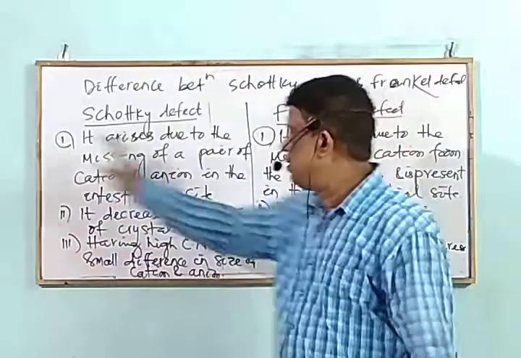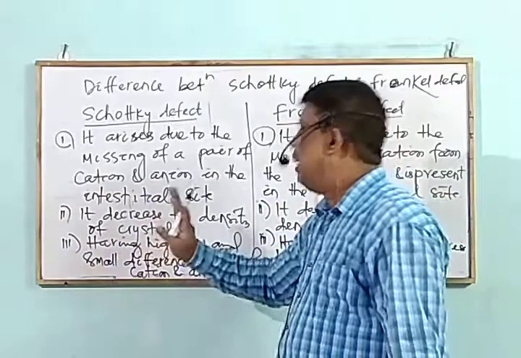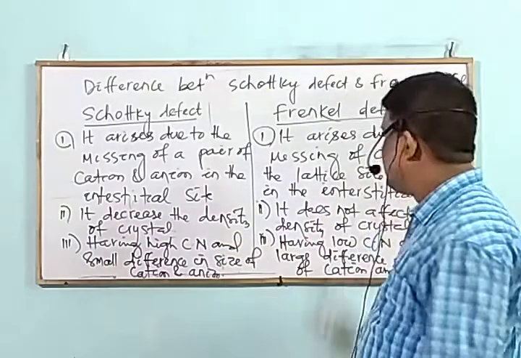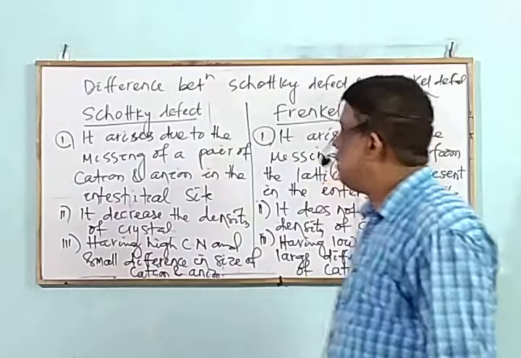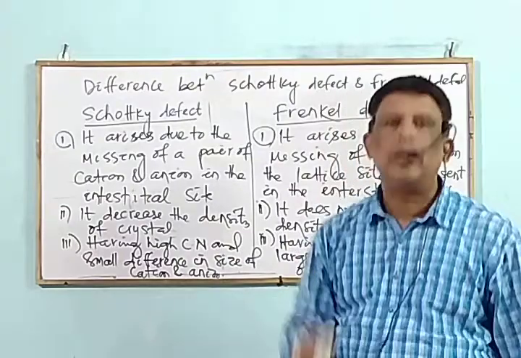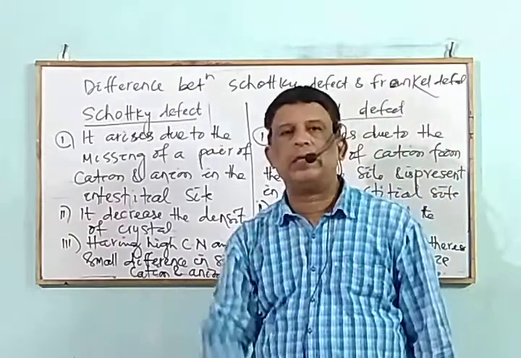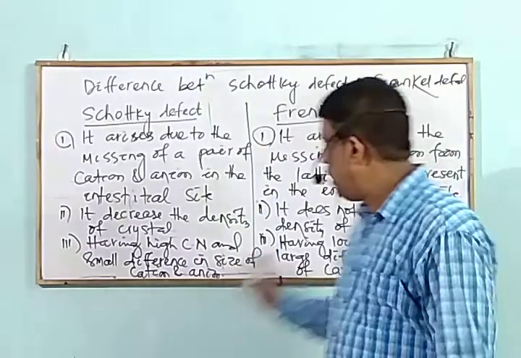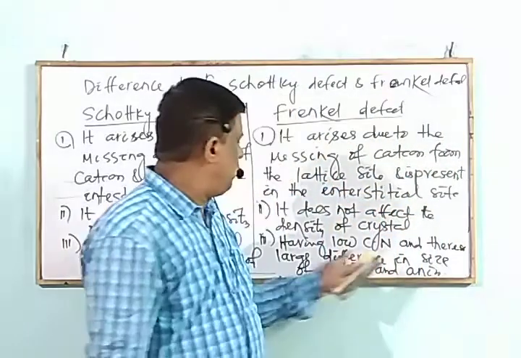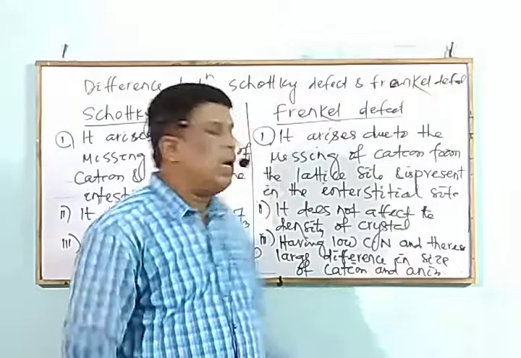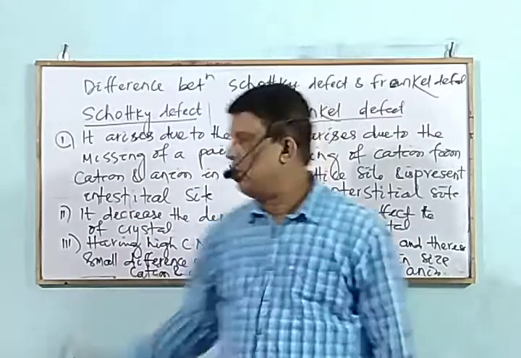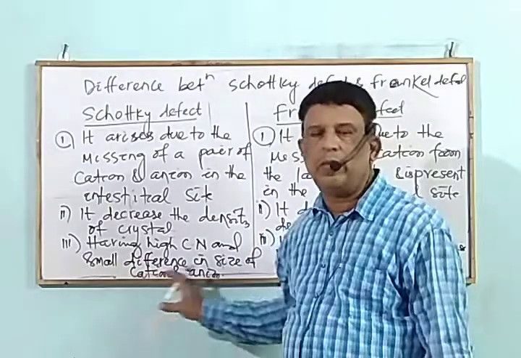Point 1 is the definition. Point 2, it decreases the density of the crystal. Here the density is not affected. Here this type of defect is shown by ionic crystals having high coordination number and a very small difference in size of the cation and anion. While in this case it is shown by ionic crystals having low coordination number and large difference in size of the cation and anion. Example: sodium chloride, potassium bromide.